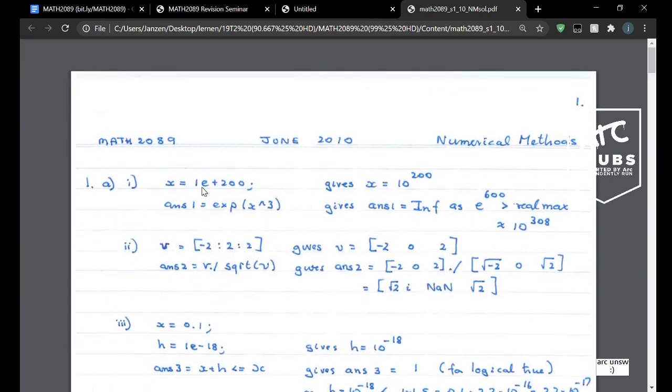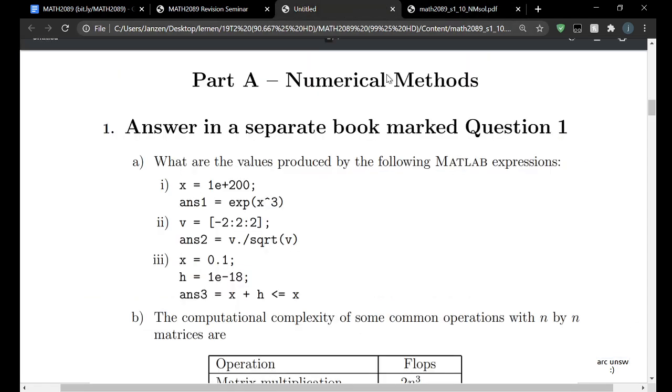Given x is 10 to the power of 200, if we take it to the power of 3, it will be 10 to the power of 600, but that is greater than the real max, which is 10 to the power of 308. So MATLAB will output infinity, and that's the type of thing you have to recognize when you're doing these type of questions.